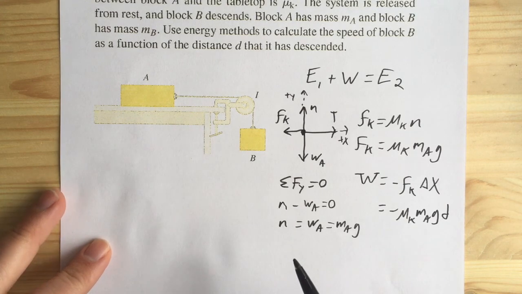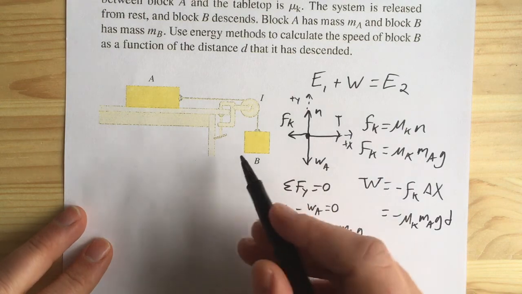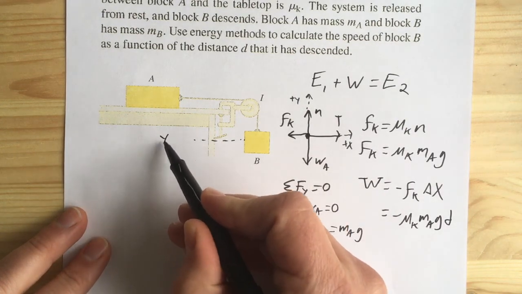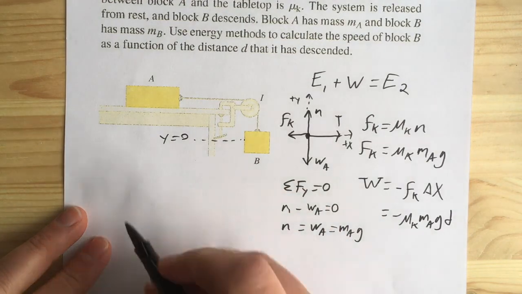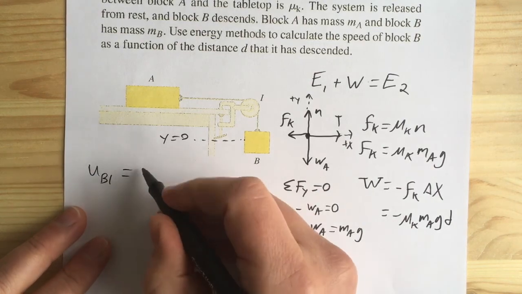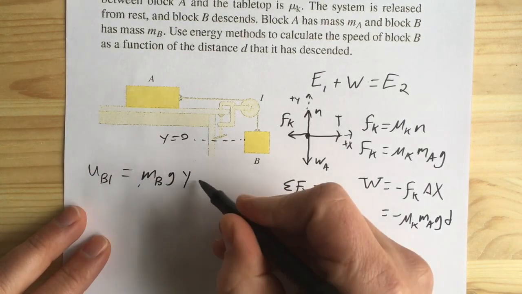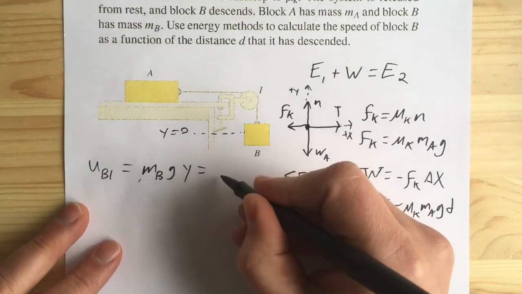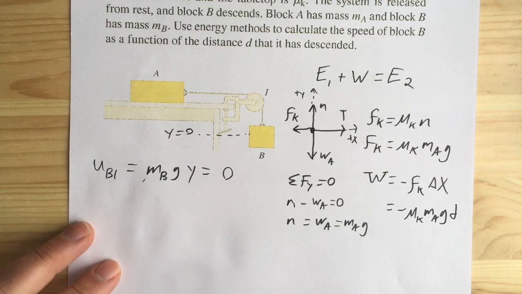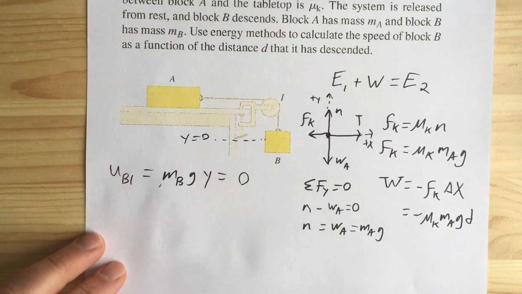Whether there's potential energy or not depends on my choice of coordinate system. I'm just going to define this to be y equals 0. That means that the potential energy of object B at time 1, which is equal to the mass of B times g times y, is just going to be equal to 0, because I defined it to be at position y equals 0 at time 1. You could have chosen something else, and that would have been totally fine. I'm just making that decision, okay?